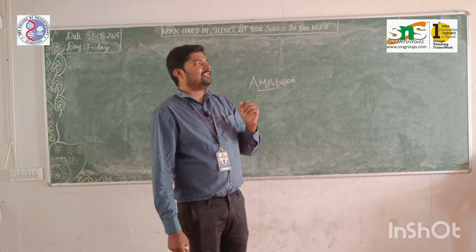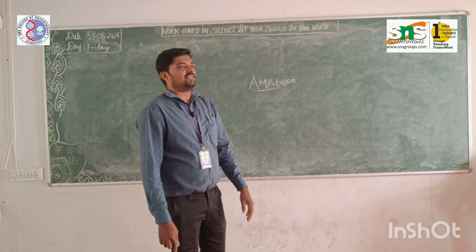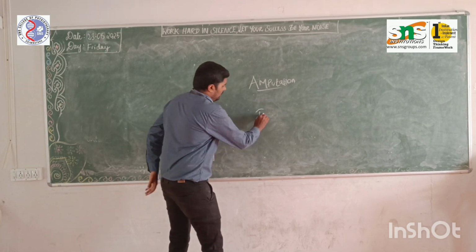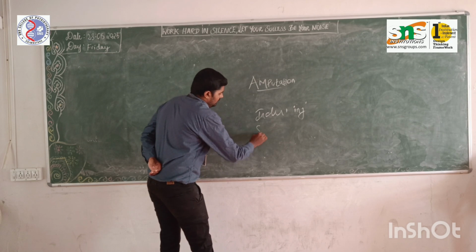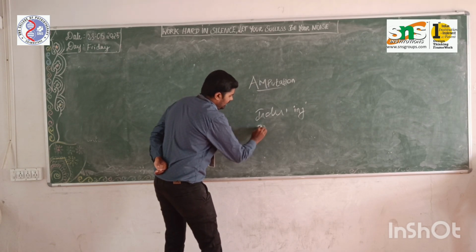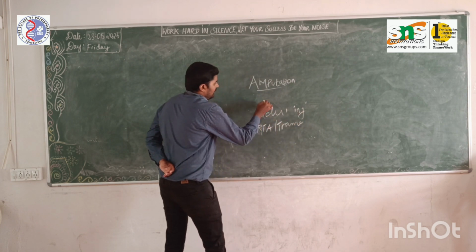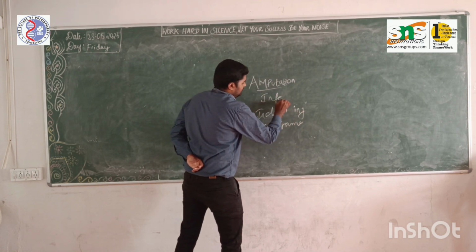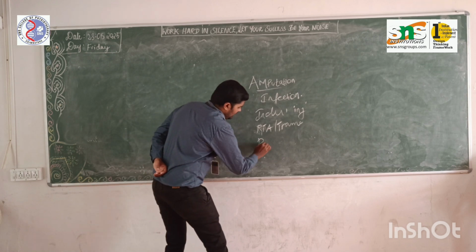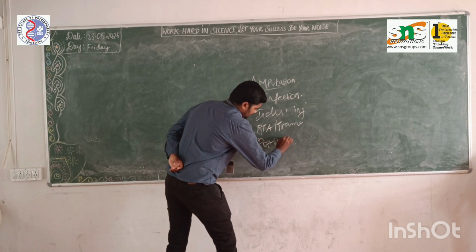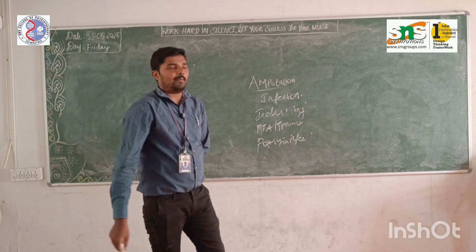Then you will go for amputation in industrial injuries, which are the most common. Then RTA or trauma injuries, then infections, and post-surgical infections. These are the most common causes for amputation.